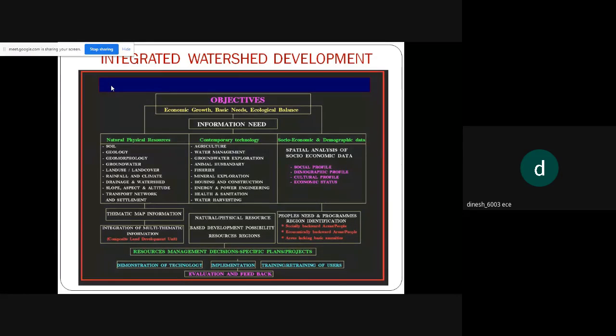The natural physical resources are your soil, geology, geomorphology, groundwater, land use, land cover, rainfall, climate, drainage, the wastewater, the watershed, the slope, aspect and altitude of water, transport network and settlement of humans. All this information can be obtained by thematic map information, which is a part of your remote sensing. These are being integrated as a composite land development unit.